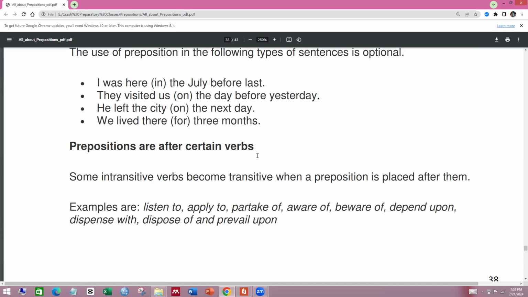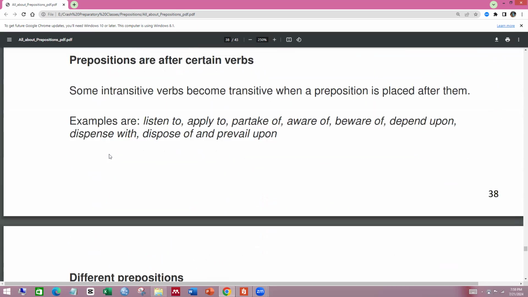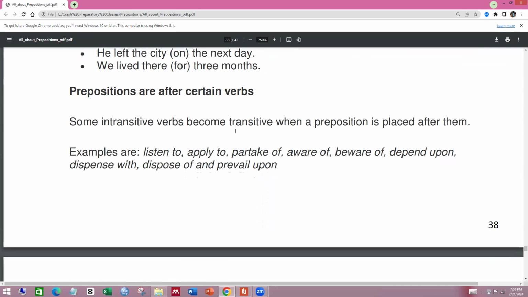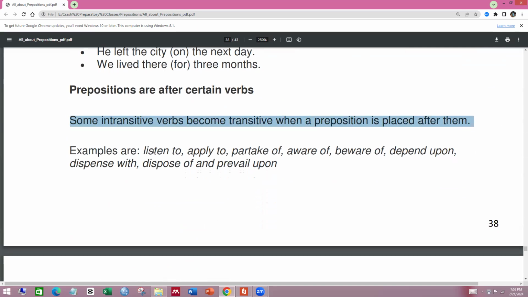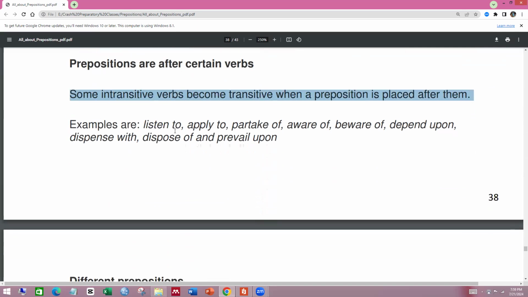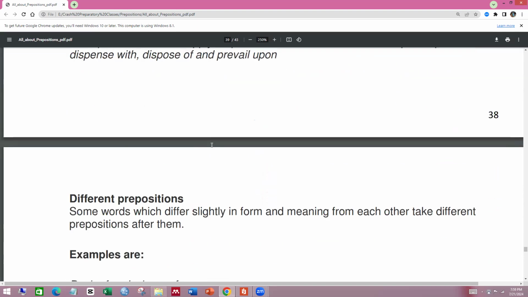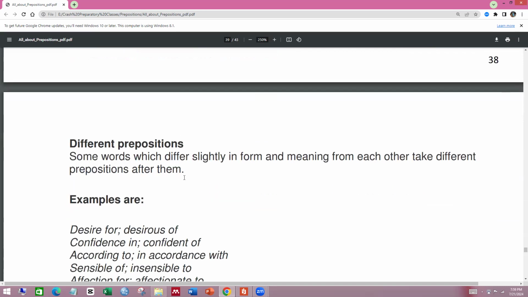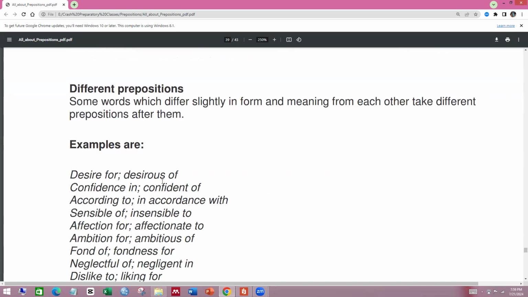Prepositions after certain verbs. चलो ये भी कर लेते हैं. Some intransitive verbs become transitive when a preposition is placed after them. Note it, it's a very essential rule. Examples are listen to, apply to, partake of, aware of, be aware of, depend upon, dispense with, dispose of, and prevail upon. Different prepositions: some words which differ slightly in form or meaning from each other take different prepositions after them. For example, desire for, desirous of, confidence in, confident of.